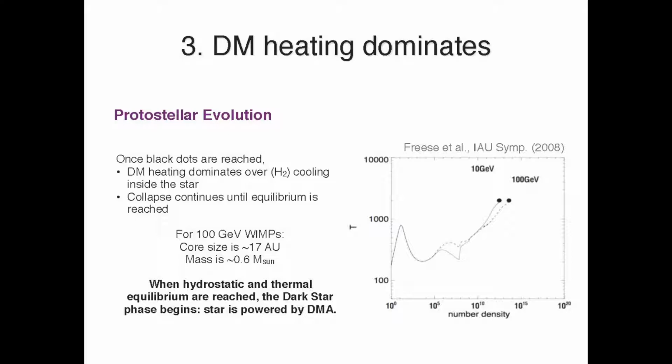So for 100 GeV WIMPs, when these black dots are reached, that's the point where the dark matter heating is dominant. And that happens when the mass of this protostellar object is only about 0.6 solar masses, and it's really super fluffy, almost 20 AU across. So this is the beginning of the proto-dark star phase, but that doesn't mean that it's actually a dark star yet. Once dark matter heating dominates, you still have to wait for it to equilibrate. Once hydrostatic and thermal equilibrium are reached, the dark star phase begins, and then the star really is powered by dark matter annihilation.